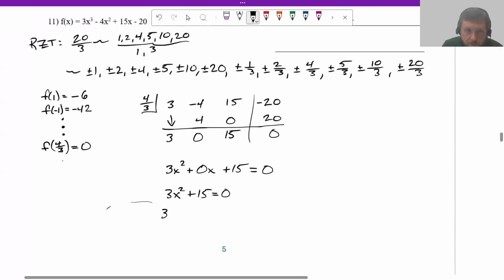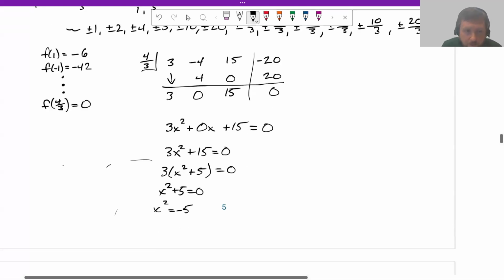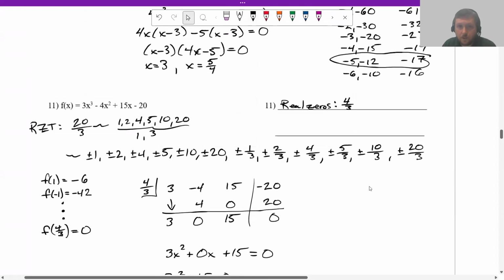Now, if you factor that, we have 3 times x squared plus 5 equals 0. And if I set the x squared plus 5 equal to 0, then we have x squared is equal to -5, and then you'll end up with x equals plus or minus radical 5i, which, no, that's not real. So then our real zero is just the 4/3.